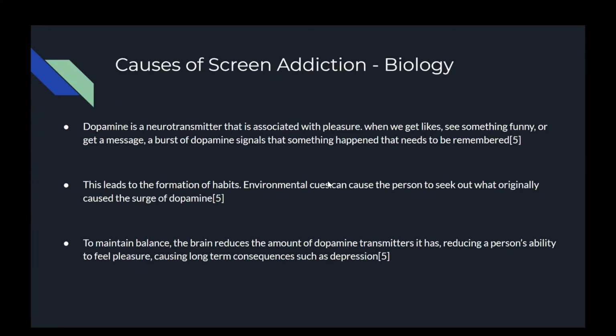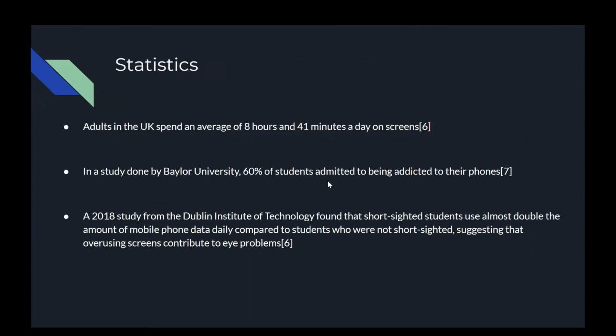So this slide just kind of explains the biological aspect of why humans get addicted to the screens. It works the same as other addictions, but it's less intense usually. And then these are the statistics. Adults in the UK spend an average of over 8 hours a day on a screen, and it's also linked to worse eyesight or nearsightedness.